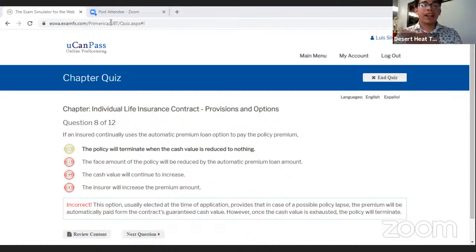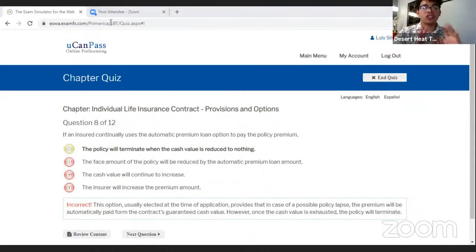Anyways, so going back, a cash value is pretty much when it has the savings and the death benefit. If an insured continually uses the automatic premium loan option to pay the policy premium, I don't know if you guys remember when I mentioned that if you take out a loan and you don't want to pay it, but you still want the life insurance, you'll be paying for your life insurance, but the loan will be getting paid from your death benefit. So at one point, it cuts off. The policy will terminate when the cash value is reduced to nothing. Let's say your loan exceeded so much and you have a little bit of death benefit. If it exceeds the most, you literally are with no life insurance.